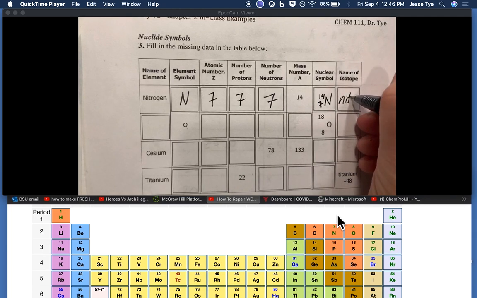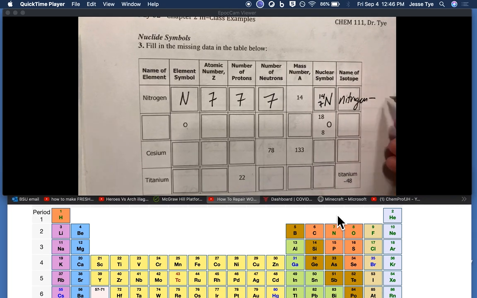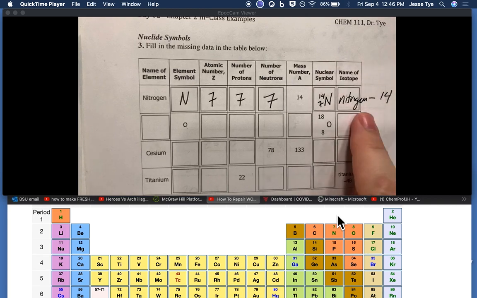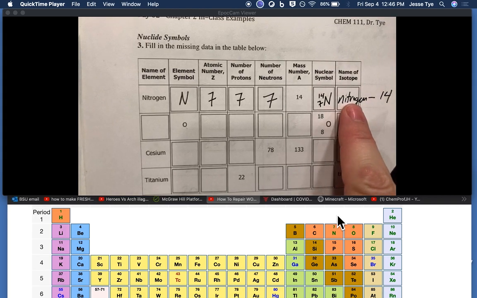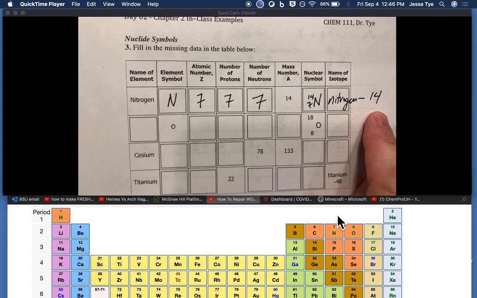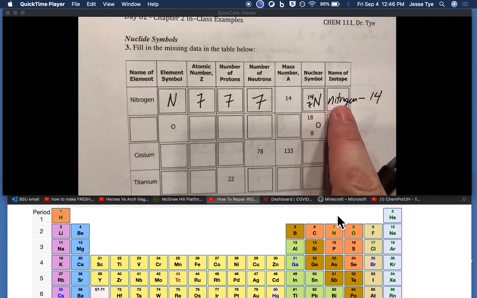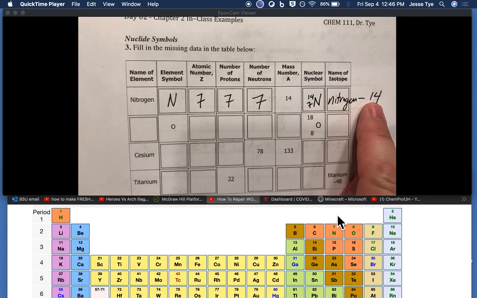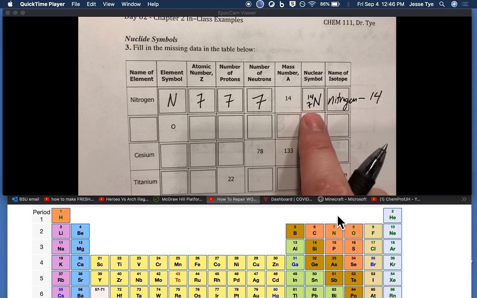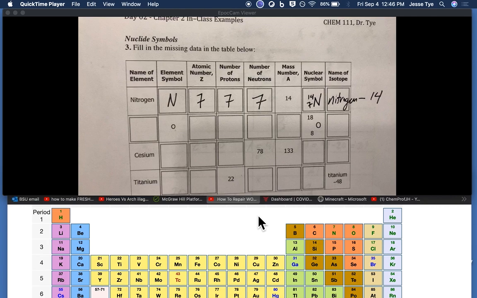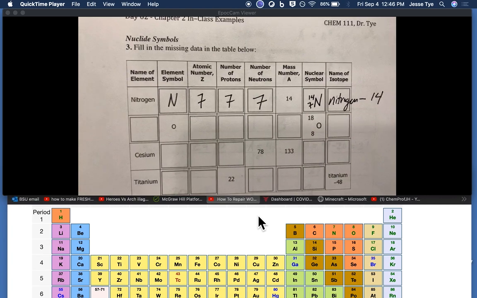And then in the future, this is how you'll probably see this if you see any of this in another class. So this would be written as nitrogen, the word written out, -14 to tell you what isotope it is. So this is the name of the element and its mass number. Well, why didn't they tell me the atomic number? Well, if it's nitrogen, I can look at any periodic table and figure out what the atomic number is. So this gives me all the information really that I need.